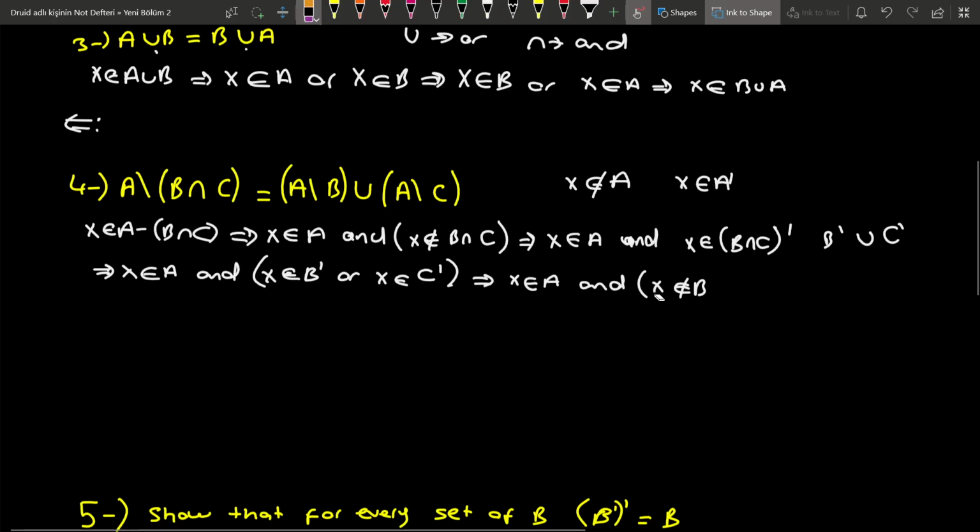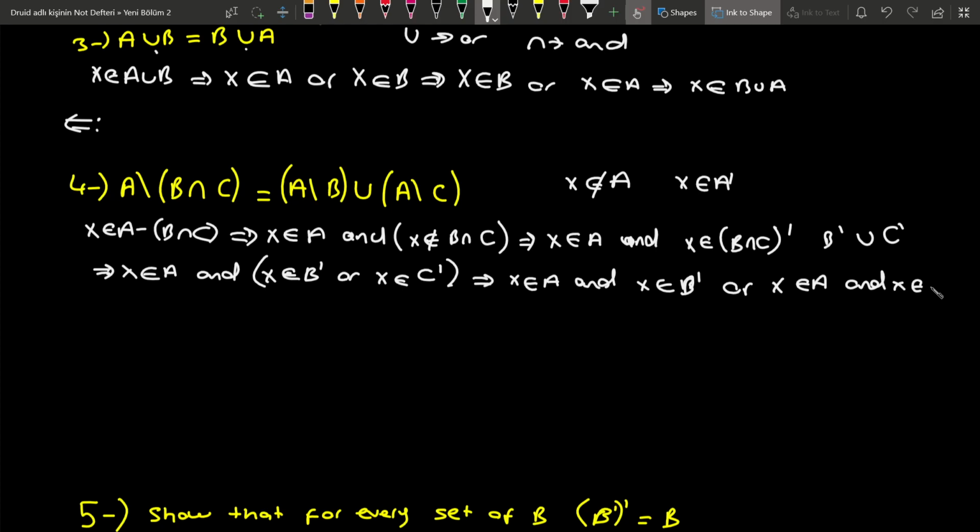Wait, x belongs to A and x belongs to B. x does not belong to B or C. What we want to show is, okay, so now what we're going to do is say that x belongs to A and x belongs to B complement, or x belongs to A and x belongs to C complement.